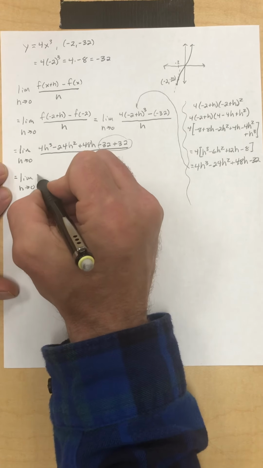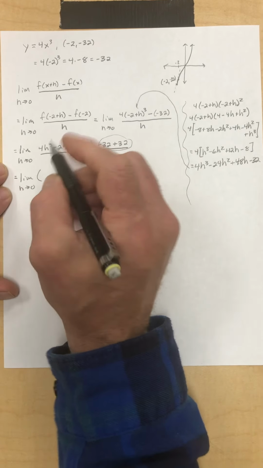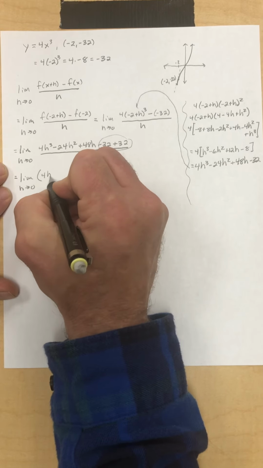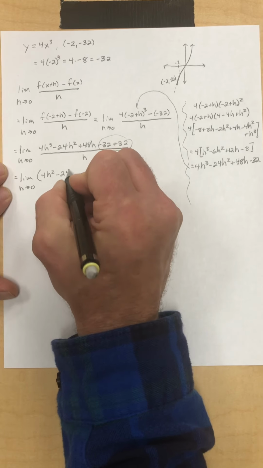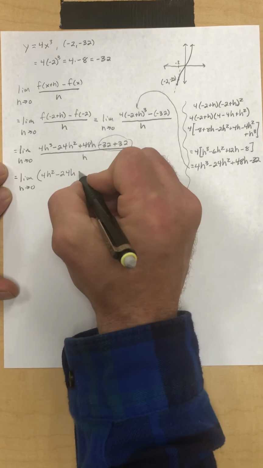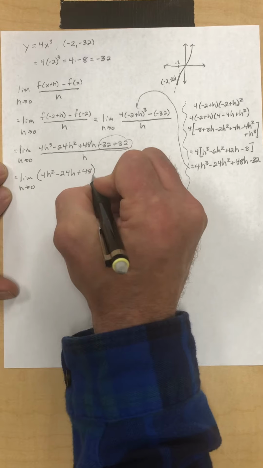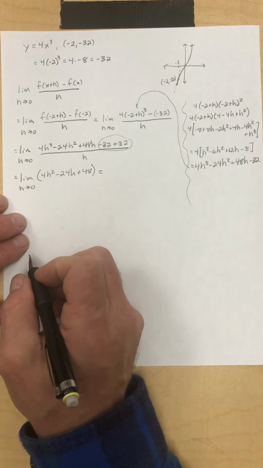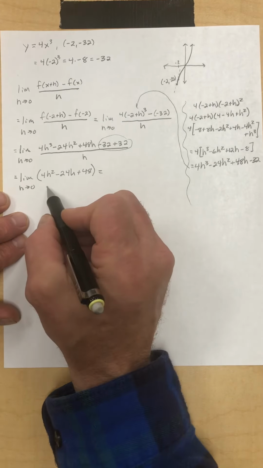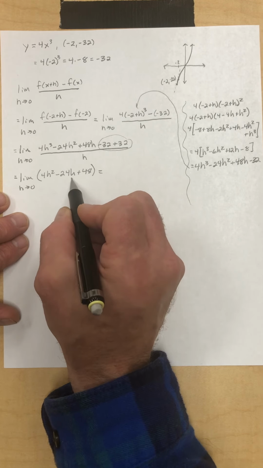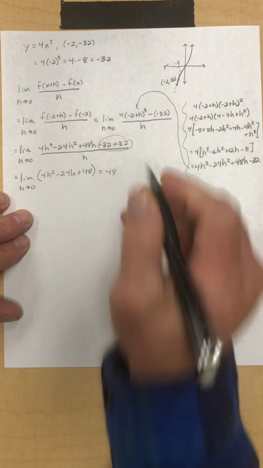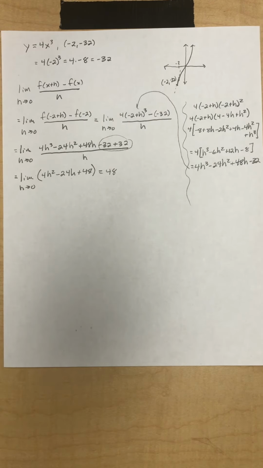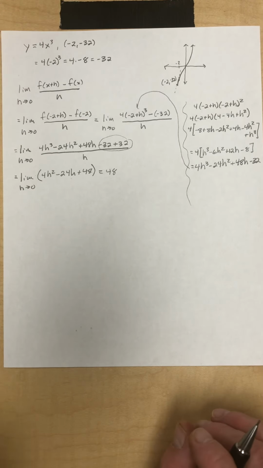So notice I can divide out an h. This will give me 4h squared. This will give me a negative 24h. And this guy will give me a plus 48. So let's see what happens here. This goes to 0 and that goes to 0. So it looks like I'm going to get just 48. And of course I know all the tricks, so that should be correct.